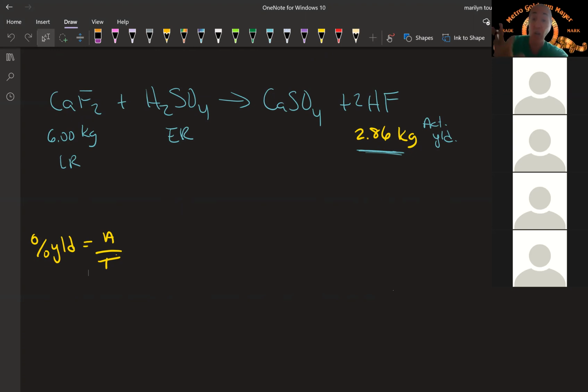First of all, there's nothing you can do with this number, the 2.86. You should never do anything with that number because that's what you actually get. That's the end. So you shouldn't even think about doing anything with that number. The only other number that's left in this problem that they give you is the 6. So what are you going to do with the 6? Well, that's the limiting reagent. So why don't I take that limiting reagent to the product to see how much I theoretically should get?